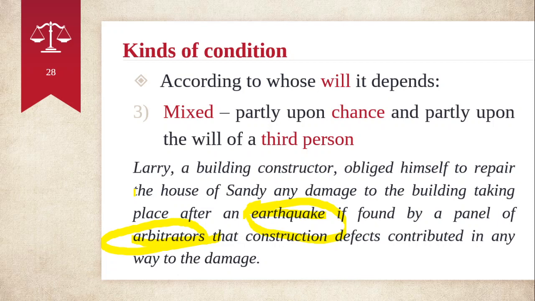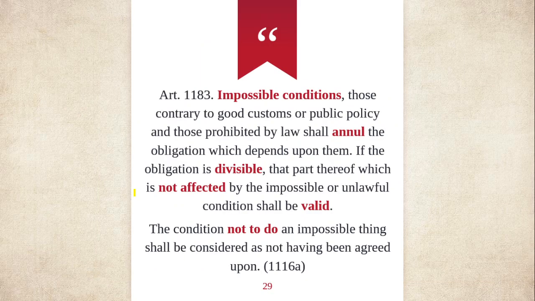Again, we have potestative, one of the contracting parties. We have casual, upon chance or upon third person, and mixed. So pinaghalong chance tsaka third person. So 1183, let's proceed. Impossible obligations. Those contrary to good customs or public policy and those prohibited by law shall annul the obligations which depends upon them. Impossible.